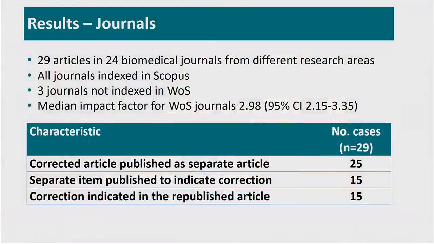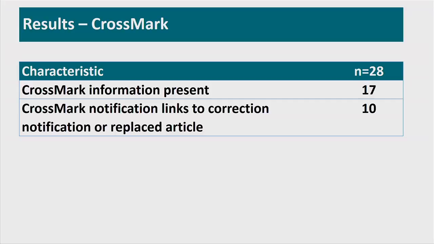When we looked at these characteristics, we saw that out of 29, the corrected article as a separate article was published in 25 cases. In 15 of them, so about half, there was a separate item that told the reader what everything was about. And in only 15, the correction was also indicated in the republished article. I have to be very careful with pressing this.